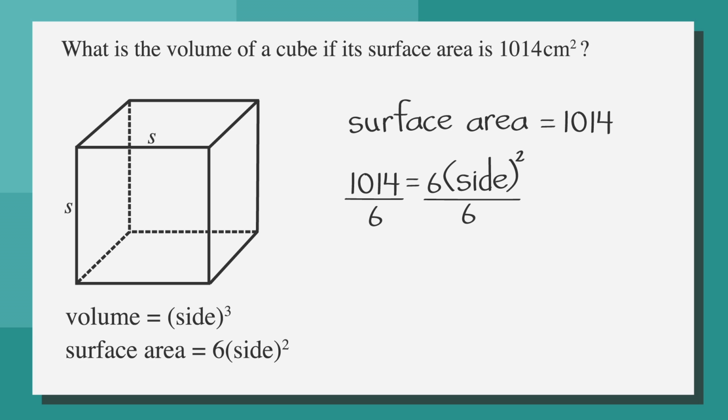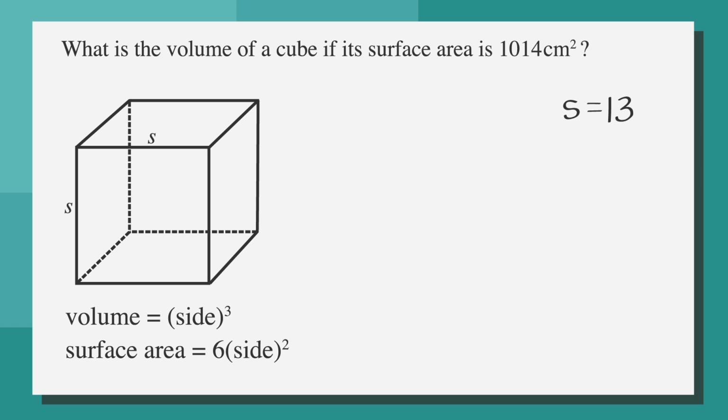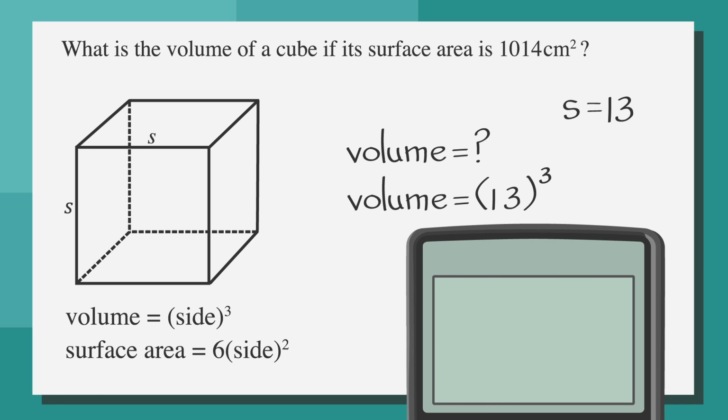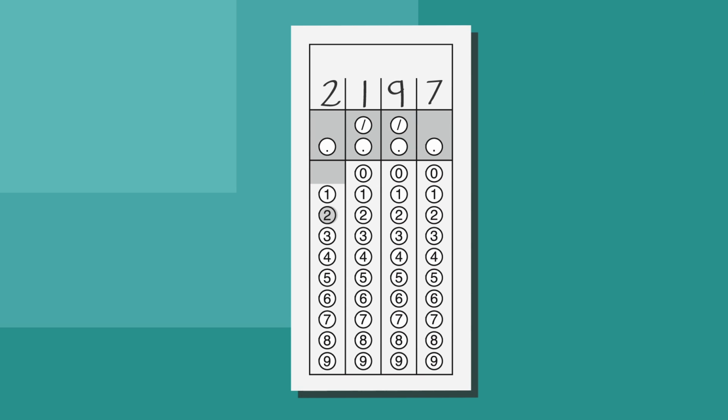Dividing both sides by 6, we get that 169 is equal to the length of one side squared. So if we take the square root of both sides, we get that a single side of our cube is 13 centimeters long. Now we just need to use the length of a side to find the volume of the cube. Since volume is equal to side cubed, we can set up our equation as volume equals 13 cubed. If we plug this into our calculator, we get that the volume of this cube is 2,197 cubic centimeters. Go ahead and bubble this into the grid provided, and move on to the next question.